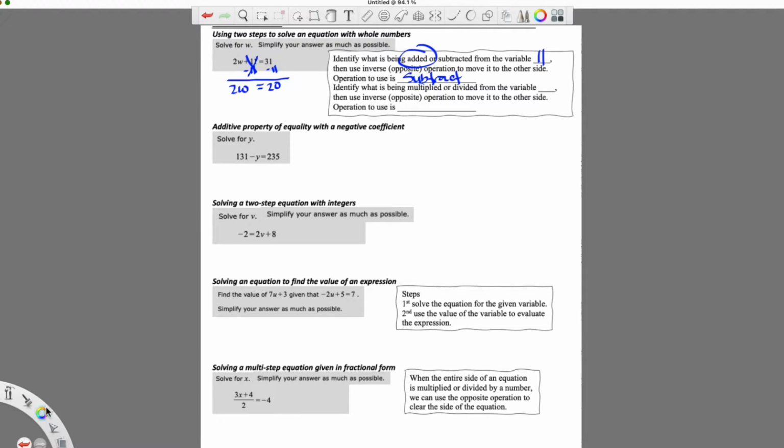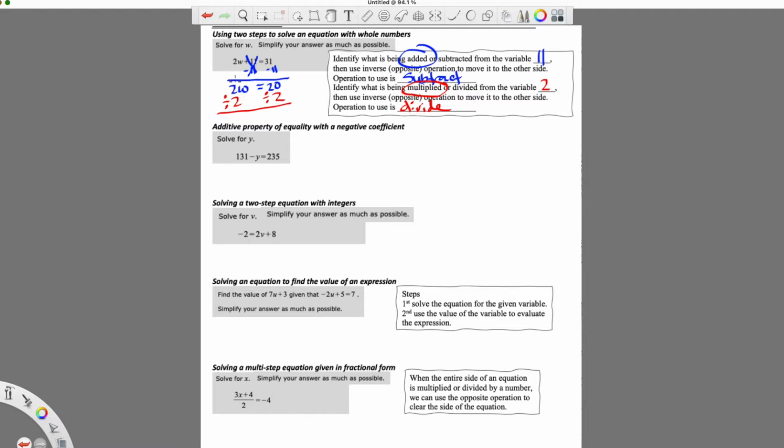So now I want to look at the resulting equation and say, well, what is being multiplied or divided from the variable. So 2W, that means multiplication. Whenever I see a number and a variable smushed together like that, it means I'm multiplying by that number. So I'm multiplying by 2. And the inverse operation to move it to the other side is to divide, because that's the opposite of multiplication. So I'm going to divide both sides by 2. And again, sides of that equal sign, I want to make sure that I'm dividing it away from the left side here. I'm bringing it all the way over to the right side.